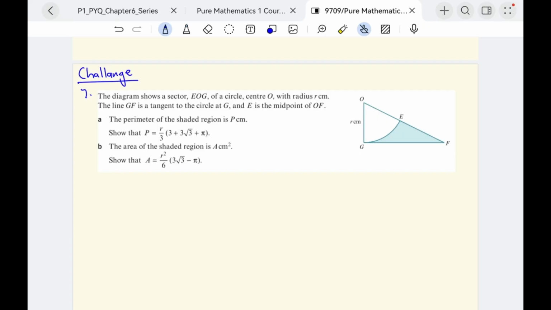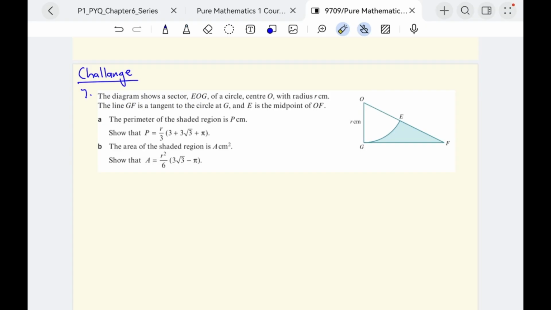Alright, let's move on to the next question, which is question 7. From this question on, it will be the challenge questions all the way to the end of this exercise, chapter 4. Okay, the diagram shows a sector EOG of a circle with center O.